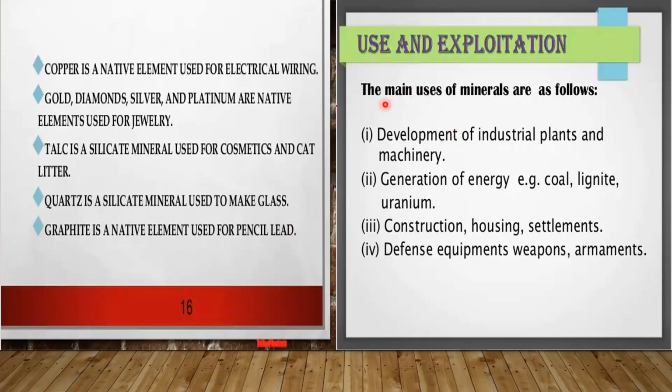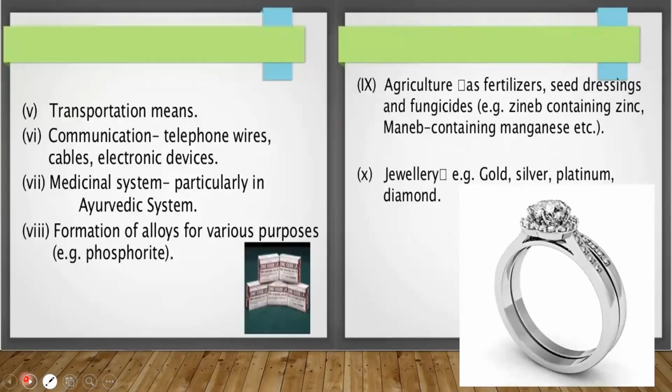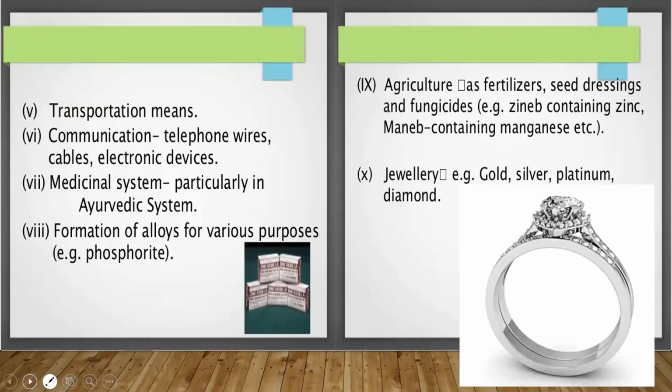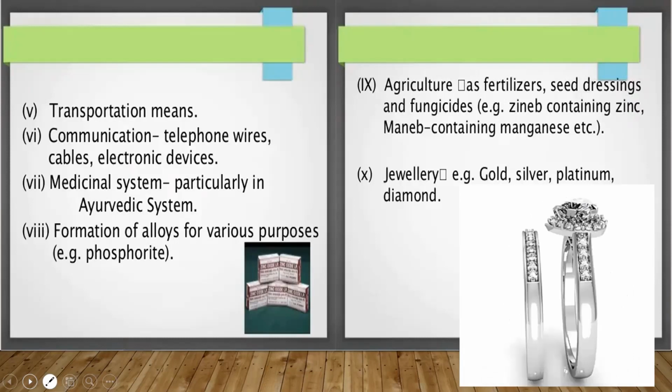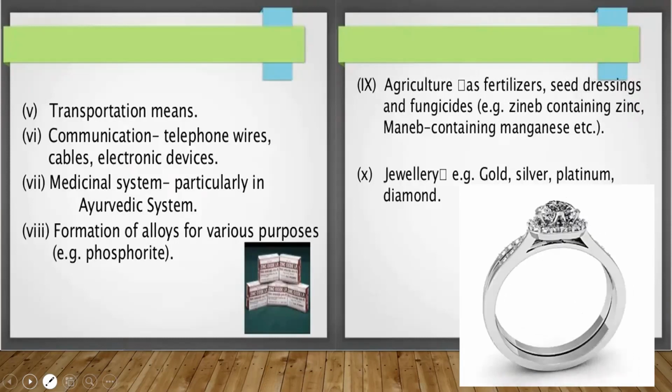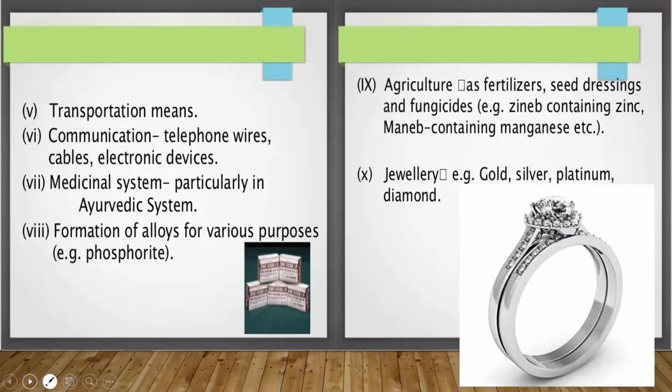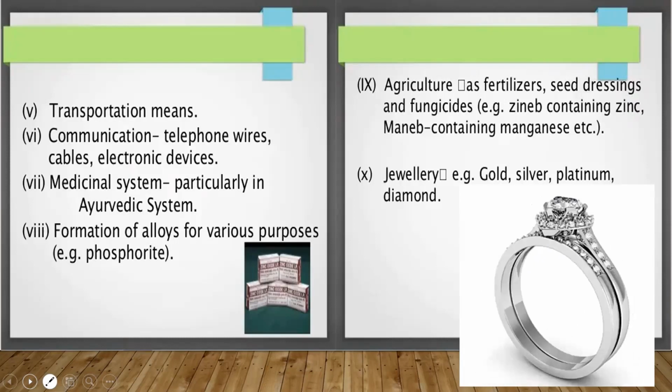Use and exploitation. The main uses of minerals are as follows: development of industrial plants and machinery; generation of energy, for example coal, lignite, uranium; construction, housing, settlements; defense equipment, weapons, armaments; transportation, communication, telephone wires, cables, electronic devices, etc.; the medicinal system, particularly in Ayurvedic systems, where these minerals are used to prepare medicine; and formation of alloys for various purposes.